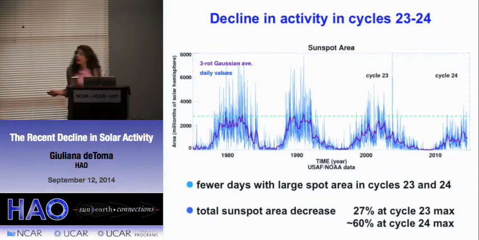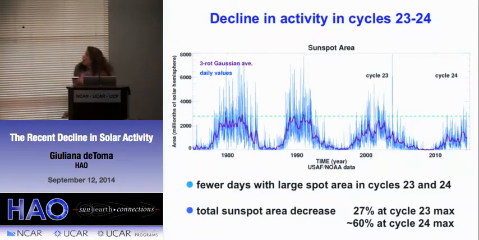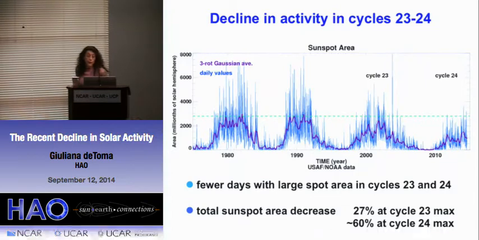An interesting thing to notice also is that we have several days when sunspot area was really close to zero right at the maximum phase of cycle 24. In a more quantitative sense, if we look at the value of sunspot area during maximum, we find that there is about a 27% decrease in cycle 23 compared to 21 and 22, and almost a 60% decrease for cycle 24. So we've seen a significant decline in activity, especially in the recent cycle.